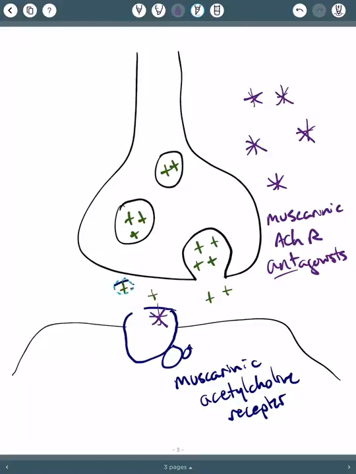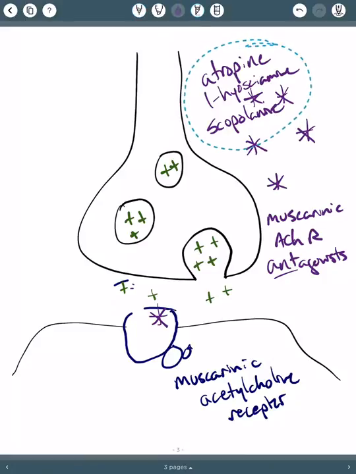So, go away, acetylcholine. And these are drugs that we talked about, like atropine, named after the fate Atropos, who cuts the thread of life. We also talked about L-hyoscyamine, and scopolamine is the other one, also used as an anti-motion sickness drug. All of these drugs block the muscarinic acetylcholine receptor, and therefore they are muscarinic acetylcholine receptor antagonists.